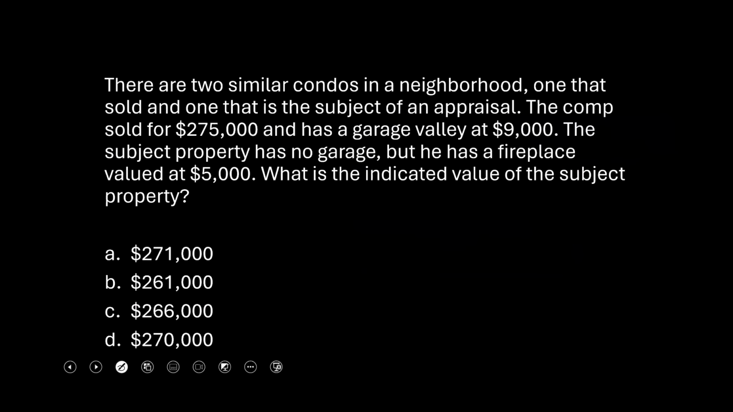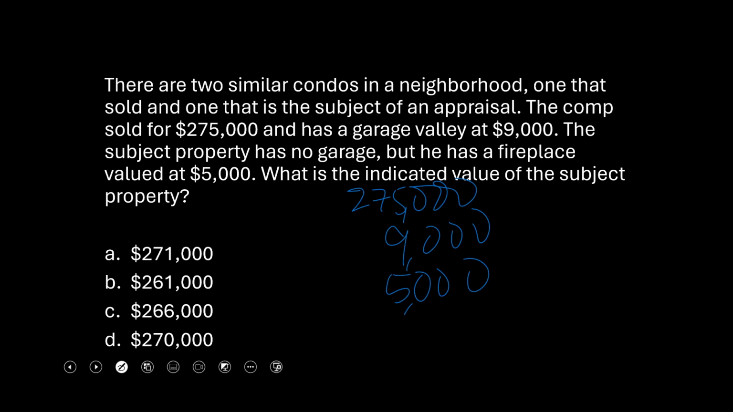There are two similar condos in a neighborhood, one that sold and one that is the subject of an appraisal. The comp sold for $275,000, all right, and has a garage that's worth $9,000. The subject property has no garage, but it has a fireplace valued at $5,000. What is the indicated value of the subject property?